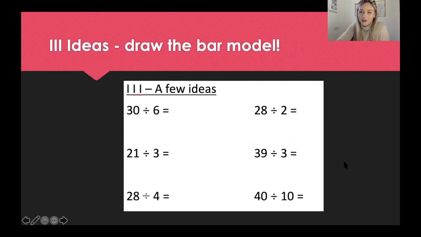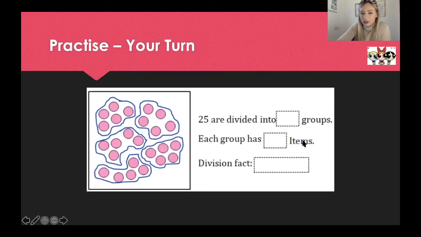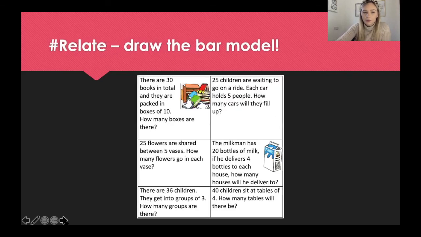If you're doing the first set of ideas, you're going to solve these problems and draw the bar model. As a challenge, you could write out the sentences just like we did before in this question here to really explicitly show that you understand that you are dividing them into groups. If you're doing relate, then have a go at these word problems. You can draw the bar model to solve these too.